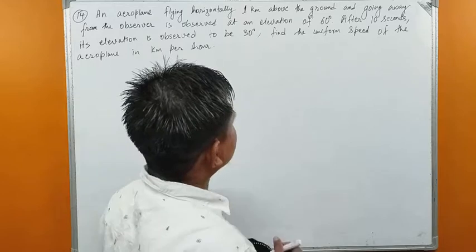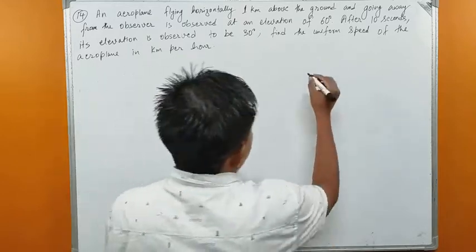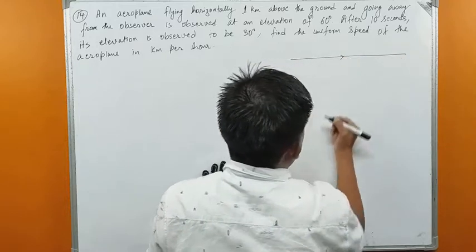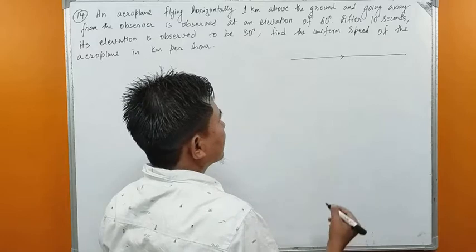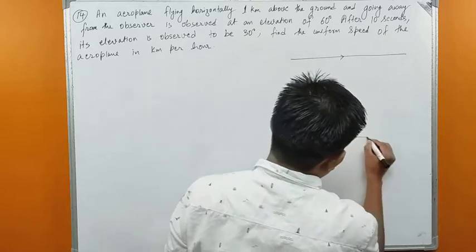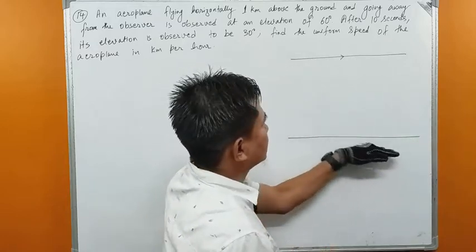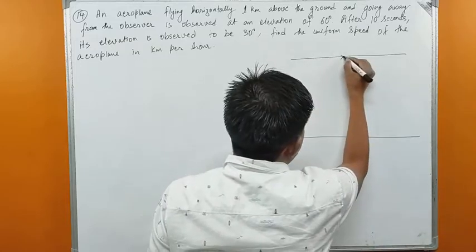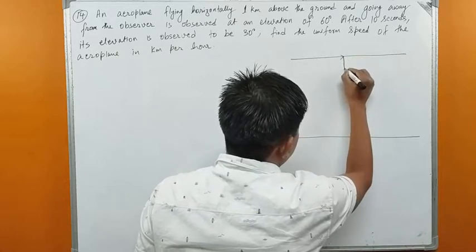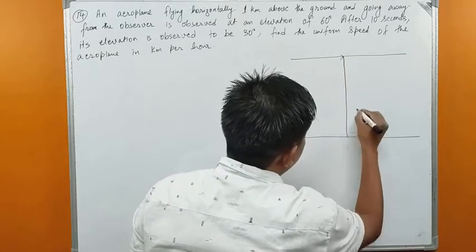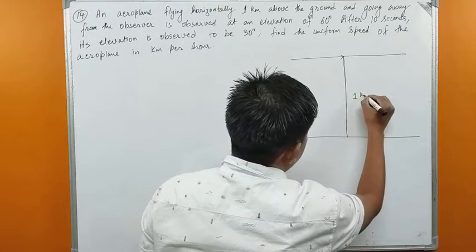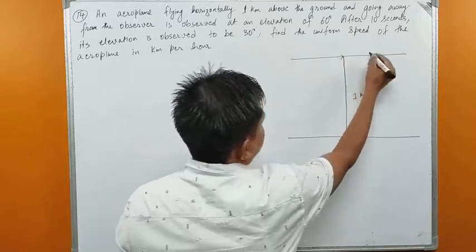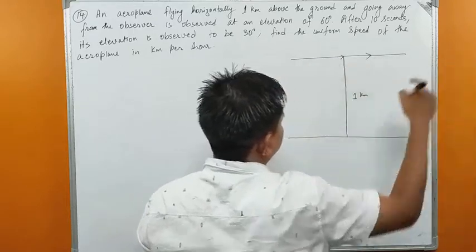So let us understand this question by drawing a diagram first. Suppose the aeroplane is flying horizontally, like this, at a particular height. It's not changing the height, and this is the ground. This is the line where the aeroplane is flying, isn't it? So suppose the aeroplane is here, and at this point the height of the aeroplane from the ground is 1 kilometer. This is given to us, 1 kilometer above the ground. The aeroplane is flying in this direction, going away.